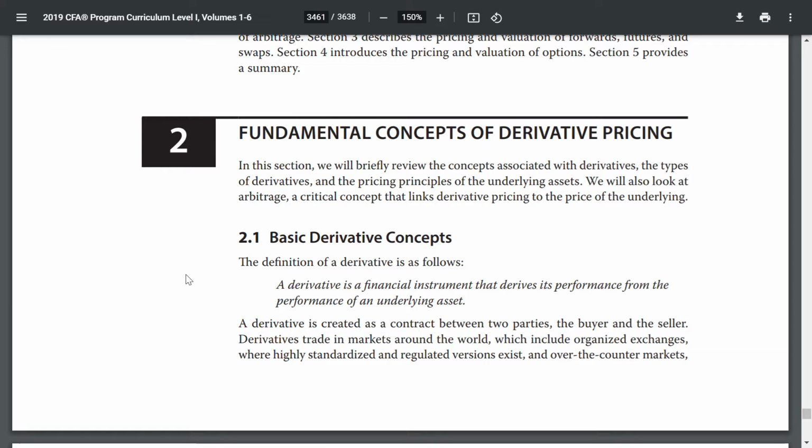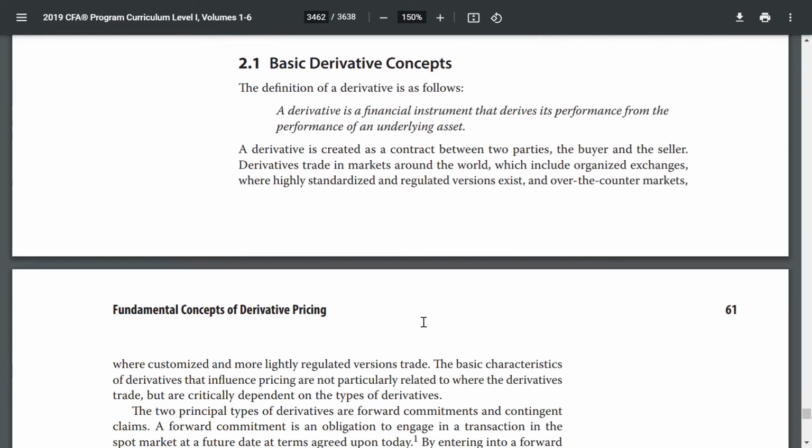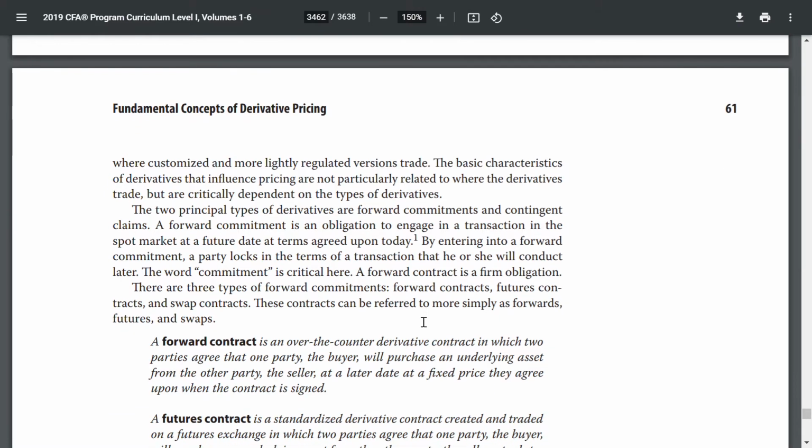Once again, a derivative is a financial instrument that derives its performance from the performance of an underlying asset. A derivative is created as a contract between two parties, the buyer and the seller. Derivatives trade in markets around the world, which include organized exchanges, where highly standardized and regulated versions exist, and over-the-counter markets, where customized and more lightly regulated versions trade. The basic characteristics of derivatives that influence pricing are not particularly related to where the derivatives trade, but are critically dependent on the types of derivatives.